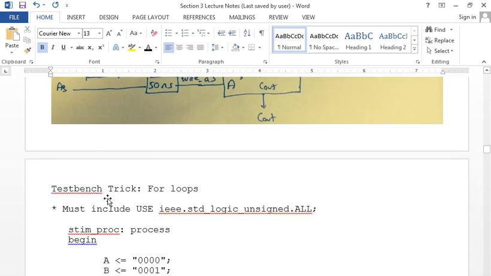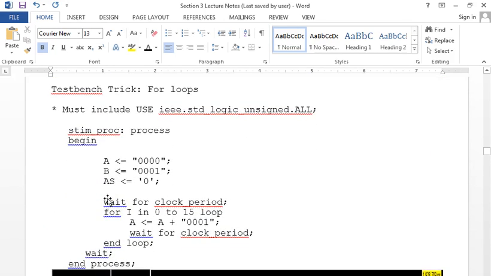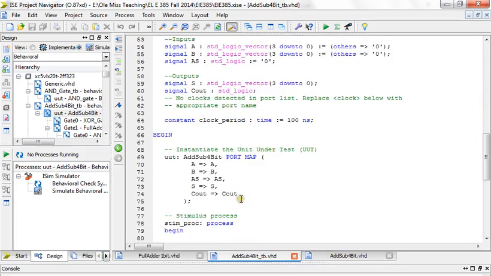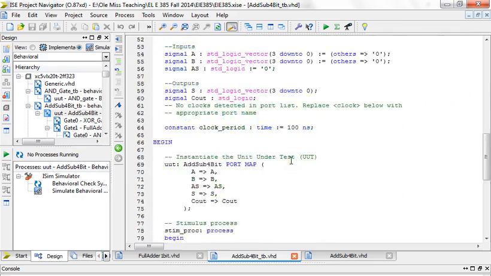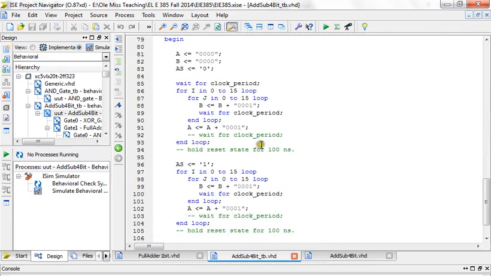Okay, so I wanted to show you guys a little trick you can use in your test bench. Now we're starting to get to the point where you're building up a lot of values. And if I had two 4-bit adders, I can get up to 16 possible combinations, right? So here, at the top of my actual test bench, I included this line, use IEEE logic, STD logic, unsigned.all. And that allows me to do for loops down here, right?